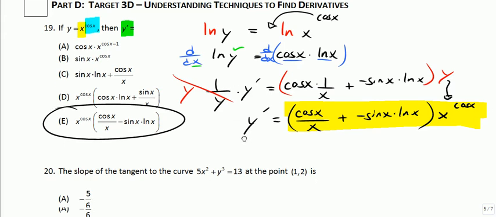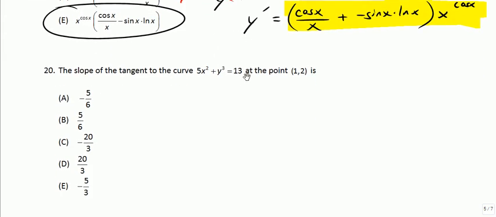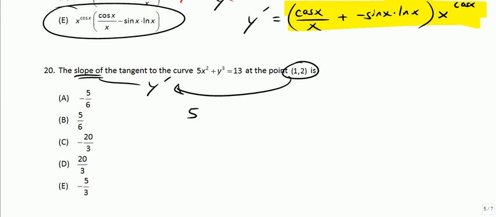Okay, next I go to 20. Find the slope of the tangent at the point 1, 2. Well, slope is all about y prime. So if you can plug your point into y prime, it'll spit out the slope. Well, I need y prime. I have 5x squared plus y cubed equals 13. So I'll take the derivative of both sides with respect to x. Right, d dx. Let's get my slope.